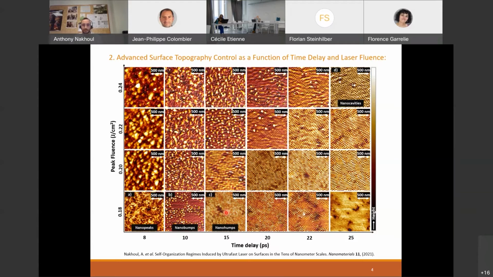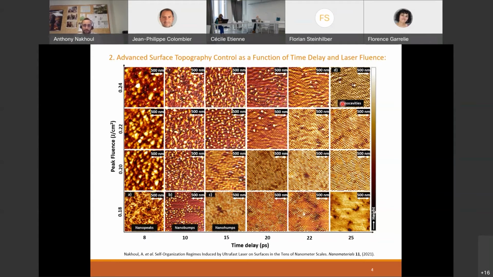And here, by increasing the time delay to 20, 22 and 25, the nanostructures start disappearing progressively, and at 25 we almost have nothing. It's like we are reducing the absorbed energy on the surface by increasing the time delay.